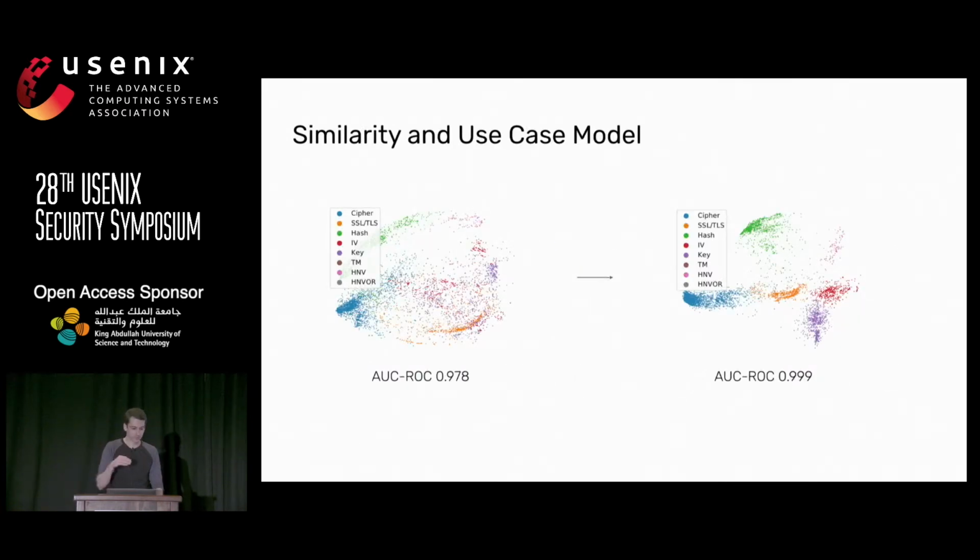So here on the left side, you can see the results of our similarity model for basically all the cryptographic API patterns we extracted from Stack Overflow. Here the color indicates their use cases. As you can see, the similarity model already creates some dense clusters for some use cases, but also sparse clusters for others. On the right side, you can see the results of our use case model, which corrects this by creating dense clusters for all of these use cases.